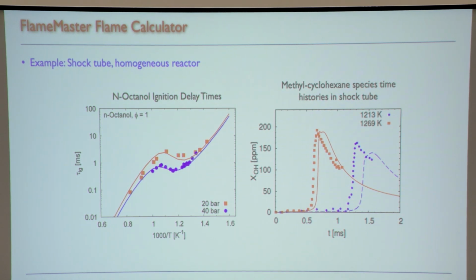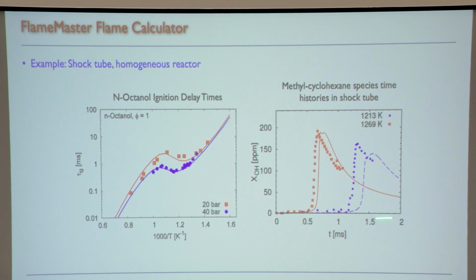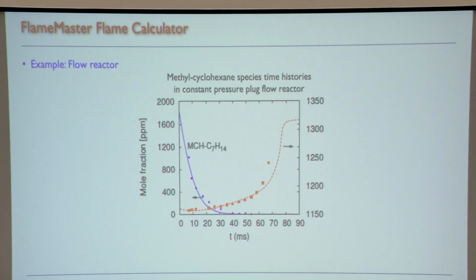People do experiments in shock tubes, which we then simulate as a homogeneous reactor. So this here shows octanol, a next generation biofuel. The ignition delay time is a function of inverse temperature for 2 different pressures. A simulation like this would take a minute or half a minute. It's very easy to do. And then this shows in a shock tube the mole fraction of OH as a function of temperature. These experiments were, I think, done at Stanford by Ron Hanson.